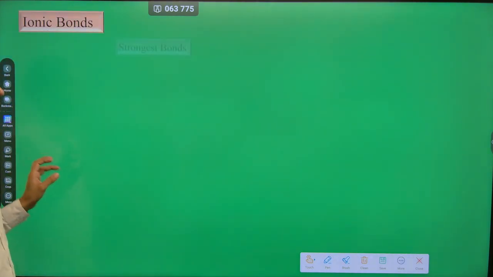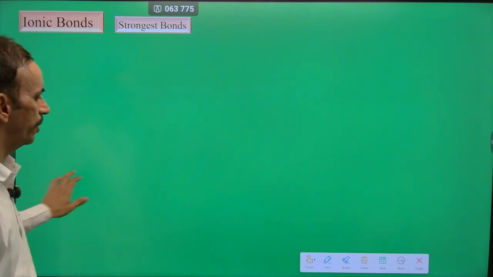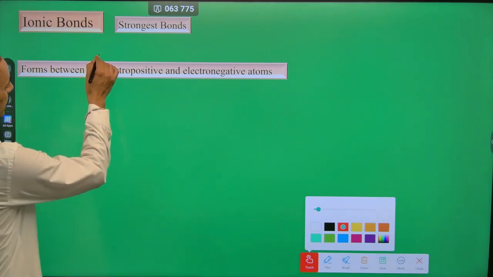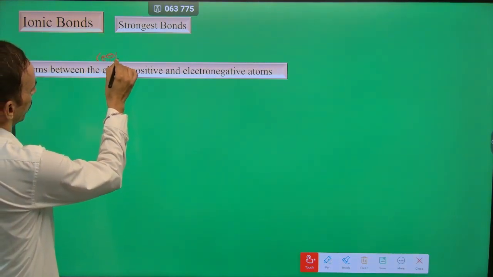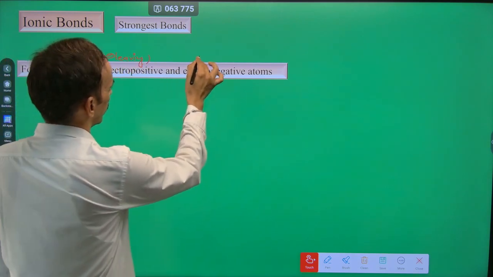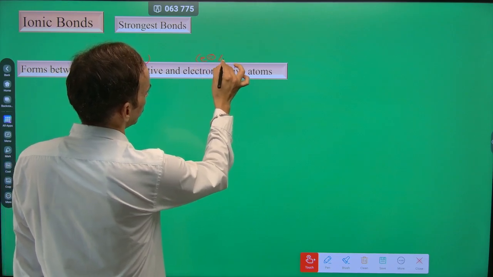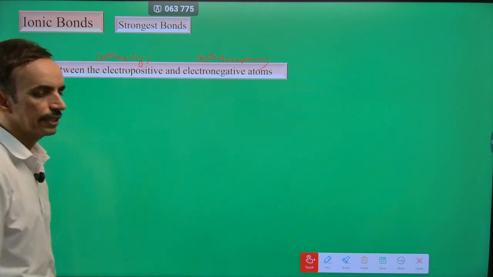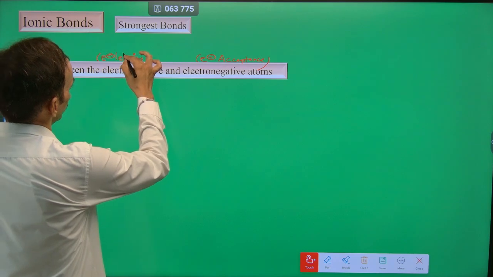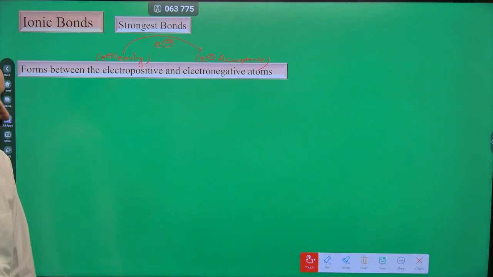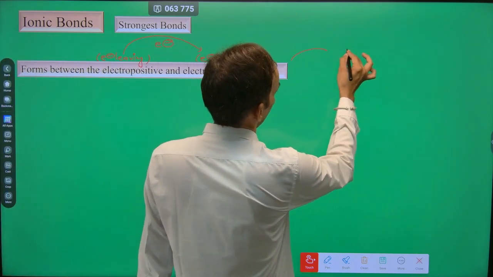First we talk about the ionic bonds. Ionic bonds are the strongest bonds. They form between an electronegative and an electropositive atom. Electropositive atoms have the electron-leaving tendency, while an electronegative atom has the electron-accepting tendency. These bonds are generally formed when an electropositive atom transfers its electron to the electronegative atom. For example, NaCl.